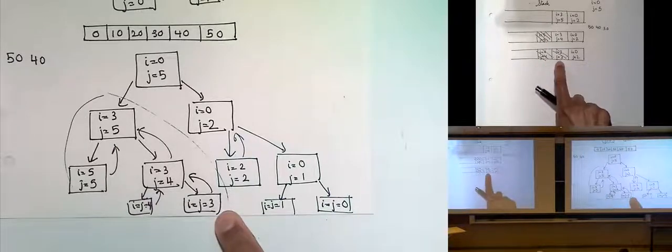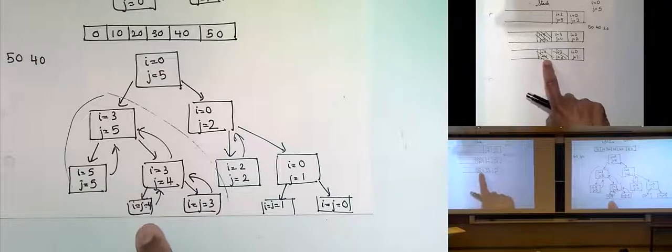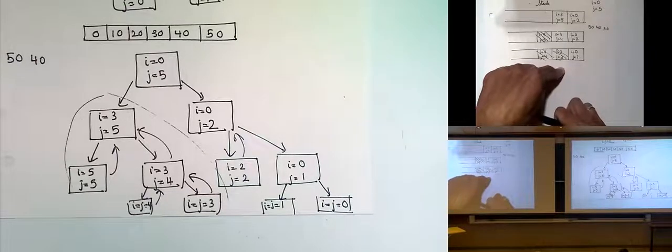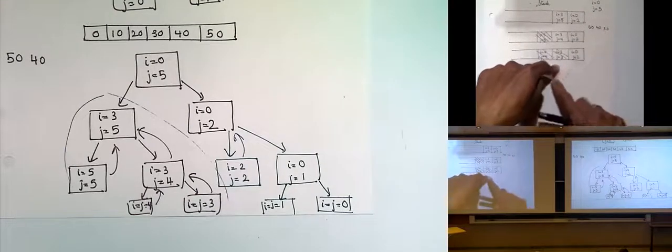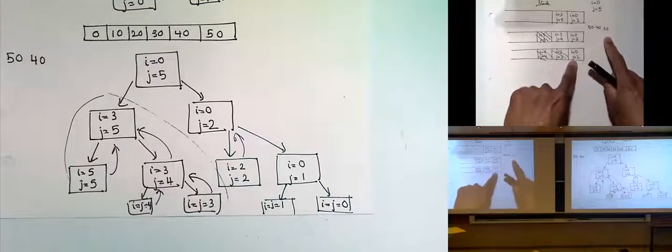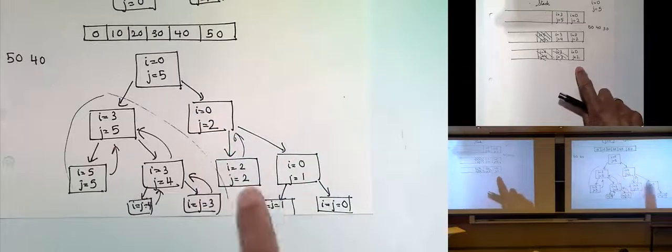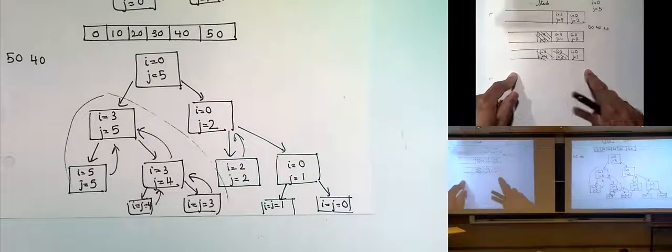And so i is equal to 3, j is equal to 3, i is equal to 4, j is equal to 4. These are now base case calls. So this will get popped, I print, I pop, and then I basically just print. Then I go to i is equal to 0, j is equal to 2, and I will repeat this entire process again over here. Yes?